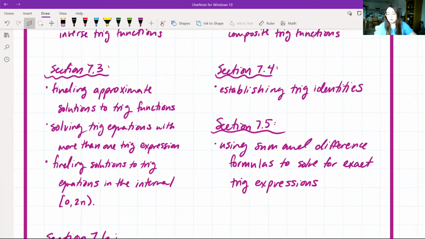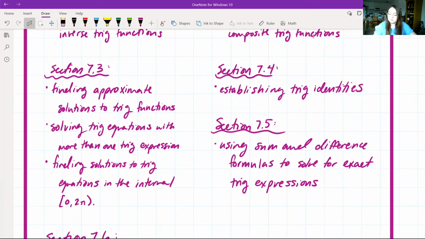Section 7.4, we're establishing our trig identities. So this is when we have a statement or an equation set up and you want to follow along to try and end up with the goal part of your equation starting from a specific point. So establishing a useful identity that you can use in the future.